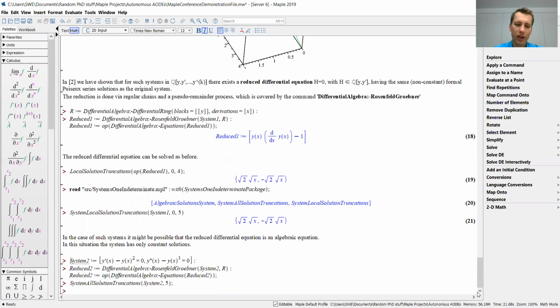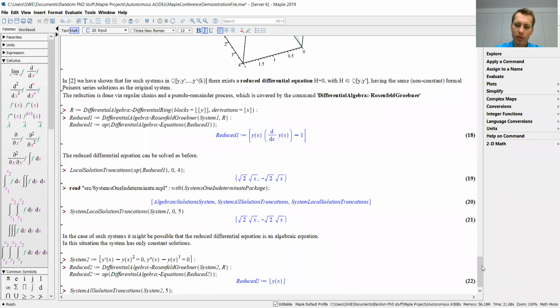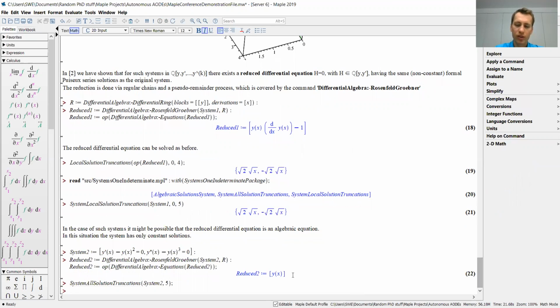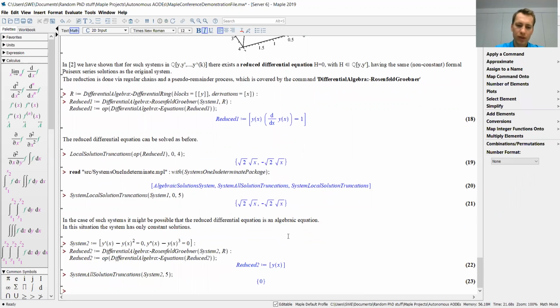It's also worth mentioning that the reduced differential equation might be an algebraic equation. In this case, the system has only constant solutions. So for example, if we consider this system, the reduced differential equation is only y of x equals to 0. Now, if we compute all solutions of this system, we see that only the 0 is a solution.